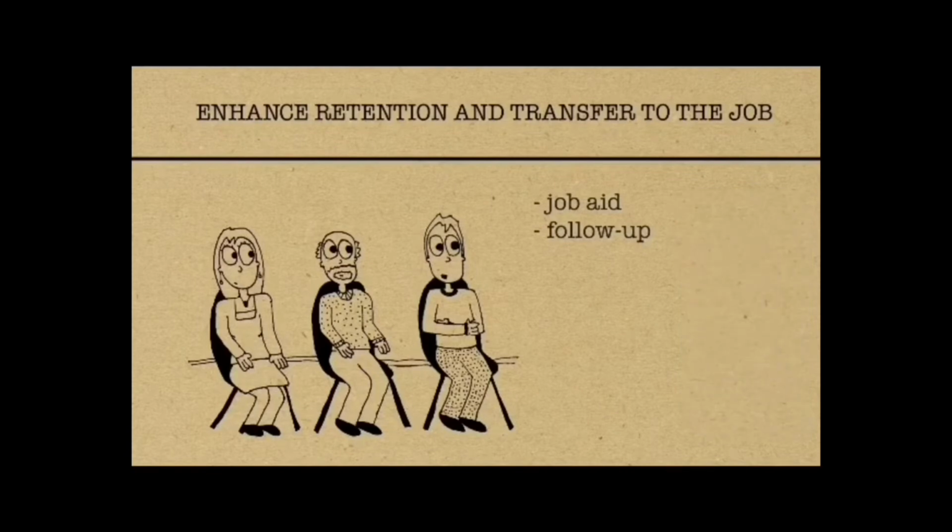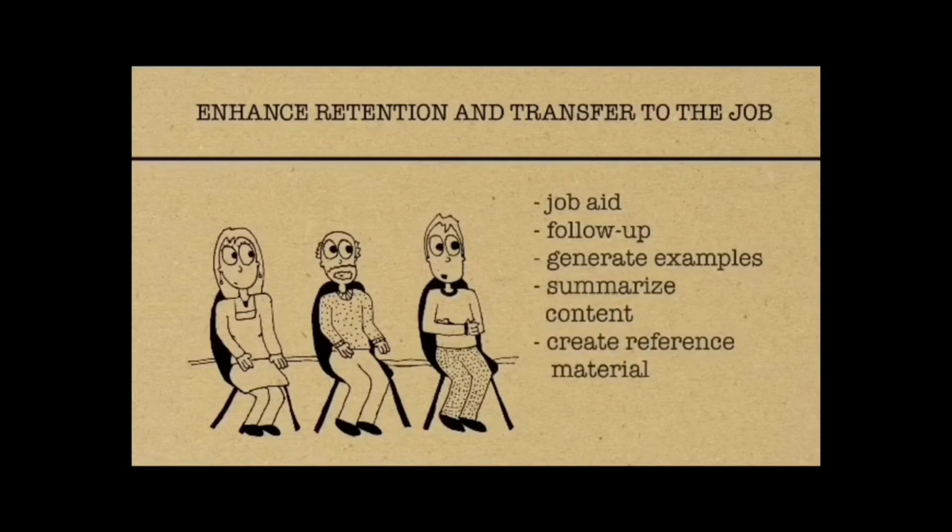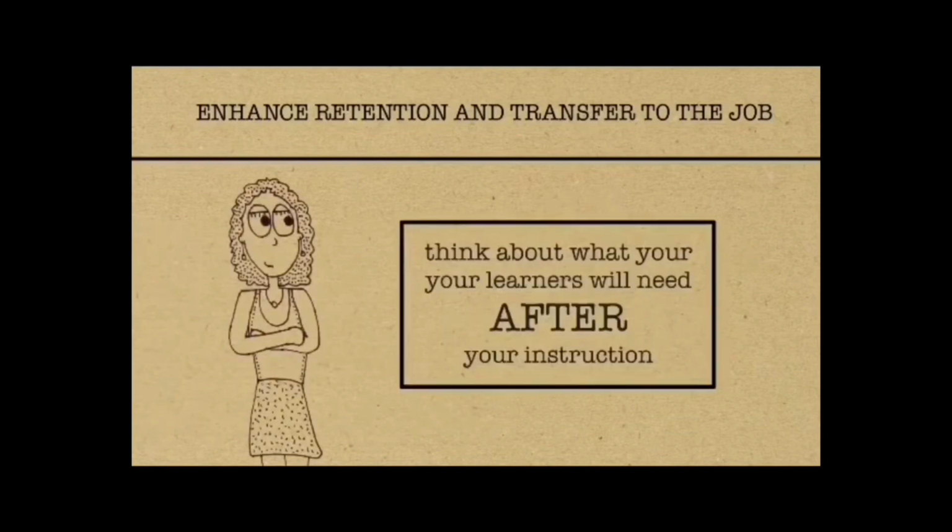And there are other strategies as well, including having them generate examples, summarize the content themselves, or create their own reference material. To succeed at Event 9, enhance retention and transfer to the job, you need to think ahead to what your learners will be doing after your instruction is over. What else will they need to apply what they have learned? This bit of extra planning will set them up for success.